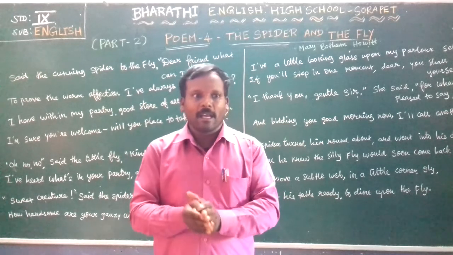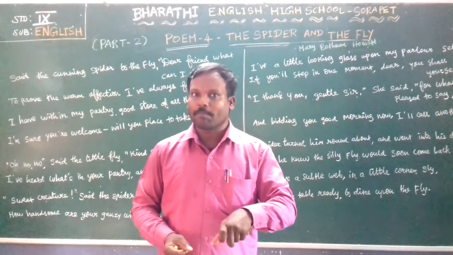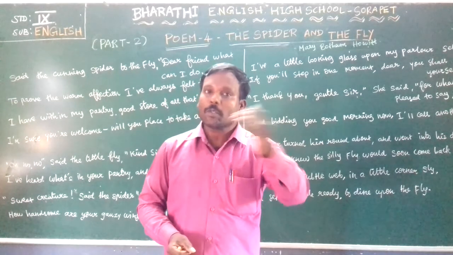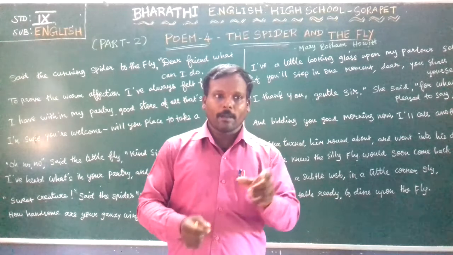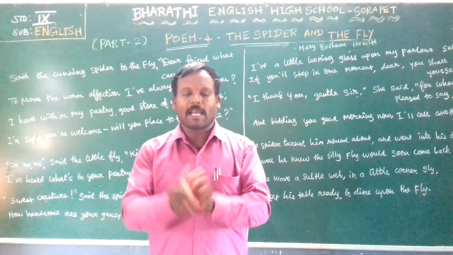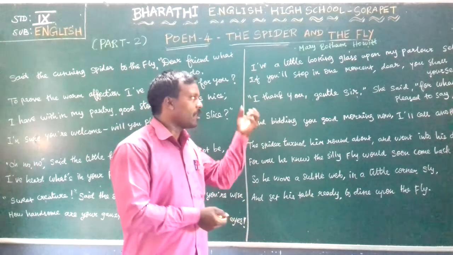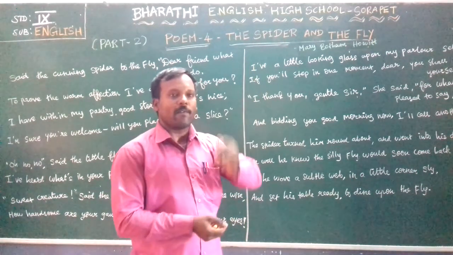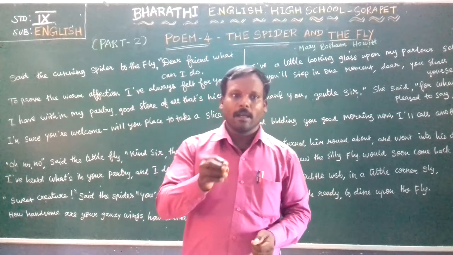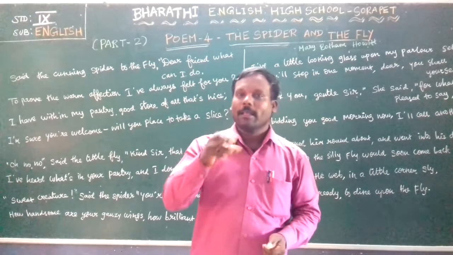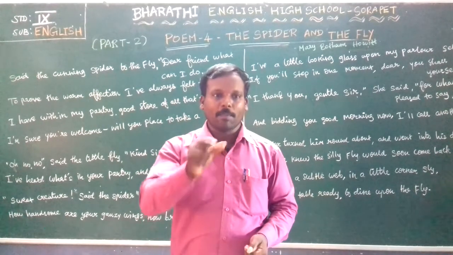The fly is however determined, which means very strong in his decision, because he refused to enter the pantry and was not tricked by the cunning spider. Cunning means very crafty. But the spider did not give up its attempt. Give up means to leave his attempt, to stop his attempt.